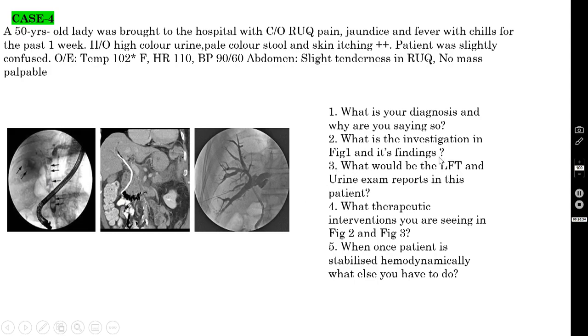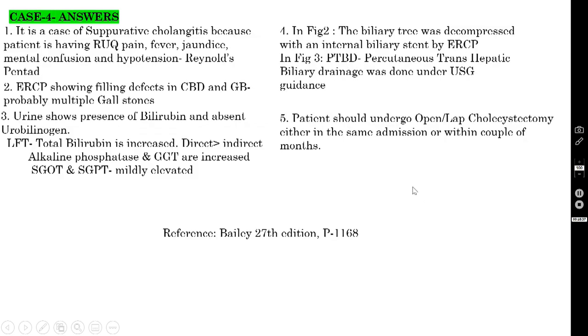What would be the LFT and urine exam reports in this patient? Urine shows presence of bilirubin and absent urobilinogen. LFT: total bilirubin is increased, direct is more than indirect. Alkaline phosphatase and GGT both are increased.